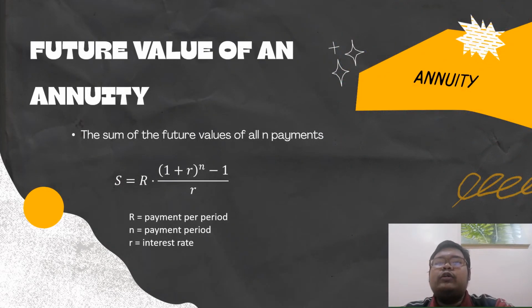Next, we're going to look into the future value of an annuity. It is the sum of the future values of all n payments. The formula is S equals R times (1 plus R) to the power of n minus 1 over R.